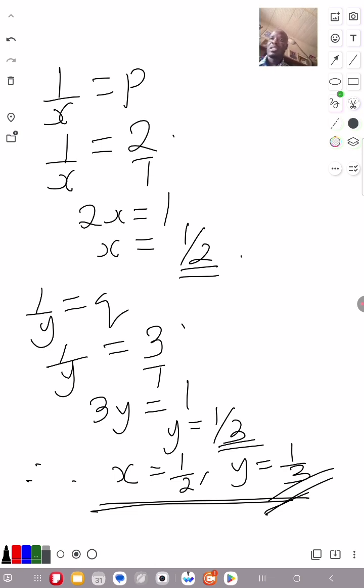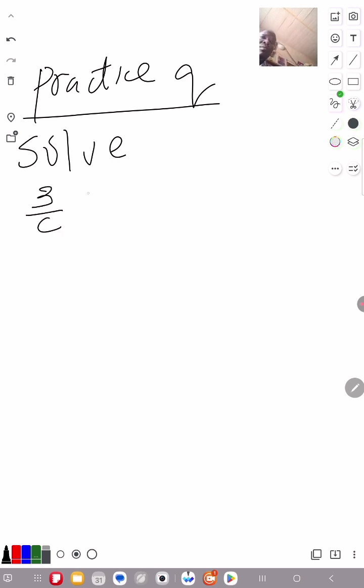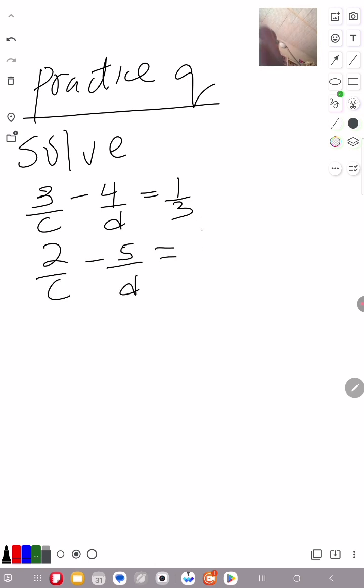Having said that, let me give this for people that might want to try something like this in their various homes. I will call it practice question. Solve 3 over c minus 4 over d is equals to 1 over 3. Also, 2 over c minus 5 over d is equals to 1.